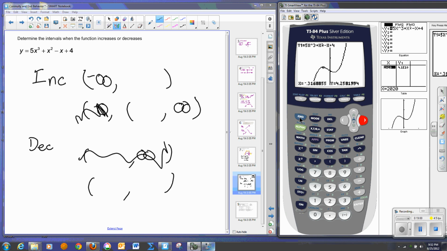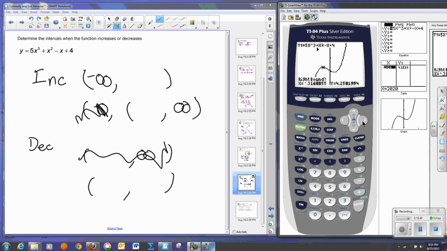If I hit the second button followed by the trace button, which says calculate up above, I come to this new menu. And it says, well, I want to calculate the maximum value of this curve. So I'm going to hit the number 4 for maximum. Now it asks me to find my left bound. That means go to the left of the highest point that you're looking for. So I'm going to move my blinking guy to the left of this high point. I'm going to hit enter. Then it's going to switch to the right bound.